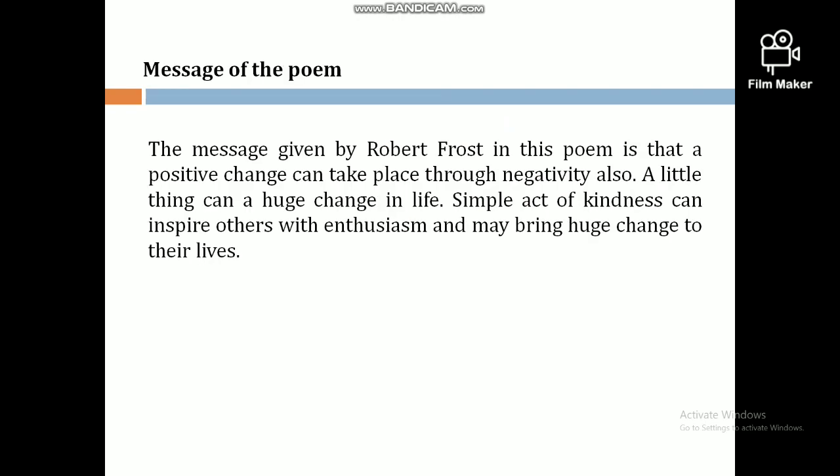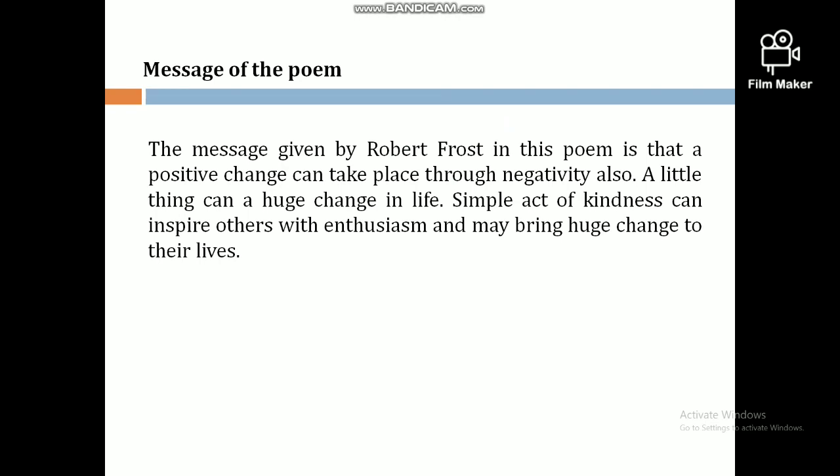Now, in the end, let us move to the message of the poem. The message given by Robert Frost in this poem is that a positive change can take place through negativity also. A little thing can bring a huge change in life. A simple act of kindness can inspire others with enthusiasm and may bring huge change to their lives, as it had brought to the life of the poet when the dust of snow fell on him, because of the crow.